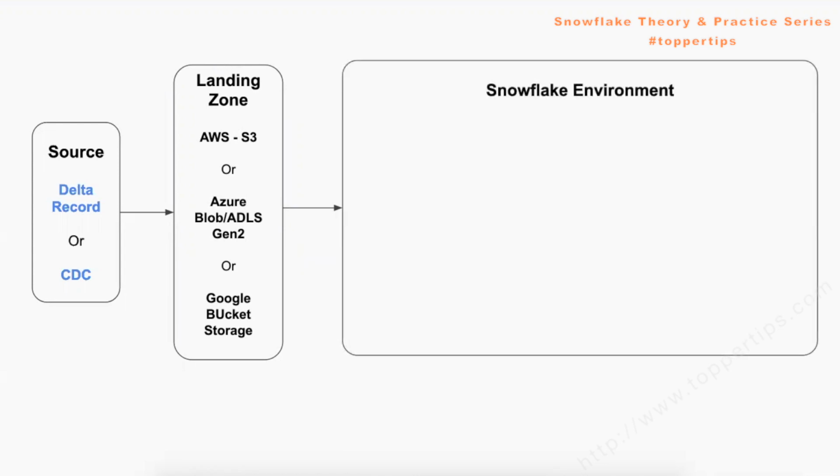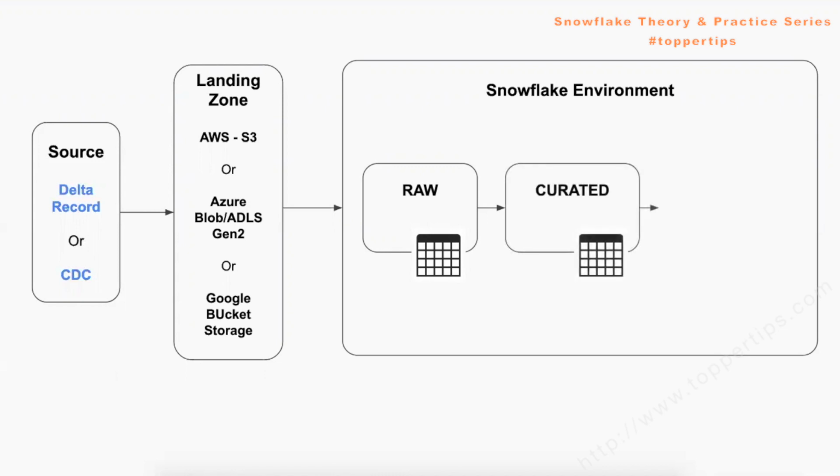Then finally data reaches the Snowflake environment. The first layer, which people generally call a raw layer or stage layer. Then the data flows further towards a curated layer. And then finally the data is available in the consumption layer. These are primarily three logical layers. People may call them bronze, silver, and gold and all those things.